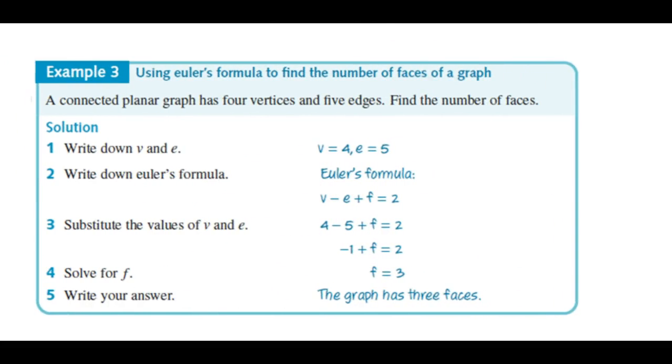In the next example, we can also use Euler's formula. Here we're told that a connected planar graph has 4 vertices and 5 edges, and we have to find the number of faces. We're told V equals 4 and E equals 5. We write down Euler's formula, V minus E plus F equals 2. Substitute the values we know, 4 and 5. 4 minus 5 is negative 1, and negative 1 plus F equals 2. From our work on equations, change the side, change the sign. This negative 1 becomes a plus 1, and F equals 3. So this graph would have 3 faces.